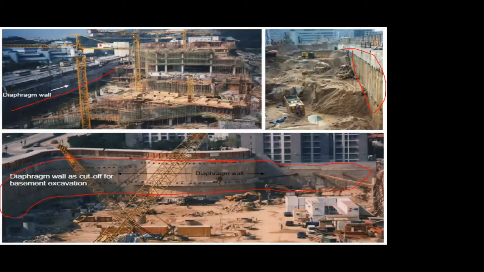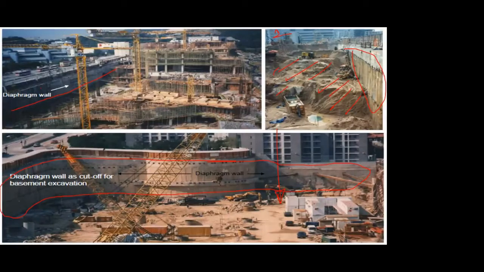So in this case, if you see the second figure, the top right one, here you can see the excavation still in process. The diaphragm wall is constructed, and then this soil is excavated. And then ultimately you get this kind of an open area. So here your diaphragm wall is acting as a barrier.